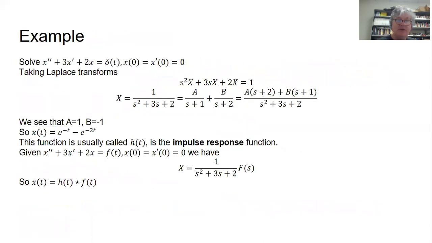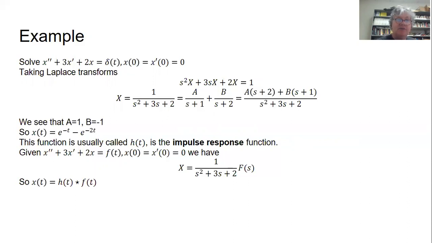Excellent. So let's have a look at an example. Here's a simple second order linear differential equation with 0 initial conditions, and we're setting it equal to delta t. If you think of this as a spring, you hit it with a hammer with a unit impulse at time t equals 0, or you can think of it as an electrical circuit, and we spark it, the unit impulse at time t equals 0. What's going to happen?